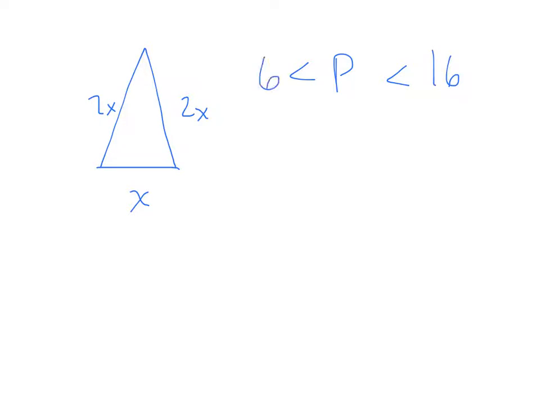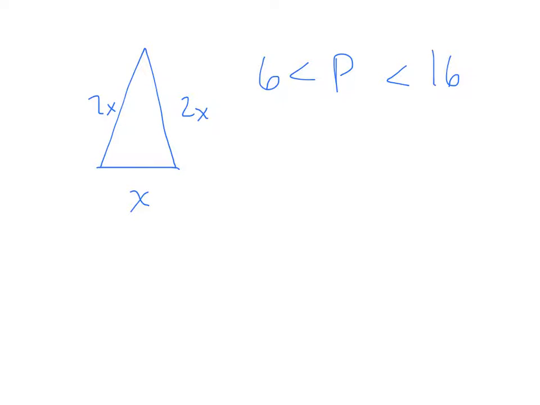Okay? Go ahead, Nia. The sides of the triangle are integers. The base is half as long as each leg. What are the possible lengths of the leg if the perimeter is between 6 units and 16 units? Perimeter is between 6 and 16. Thank you. So that's what I know from what he just said.